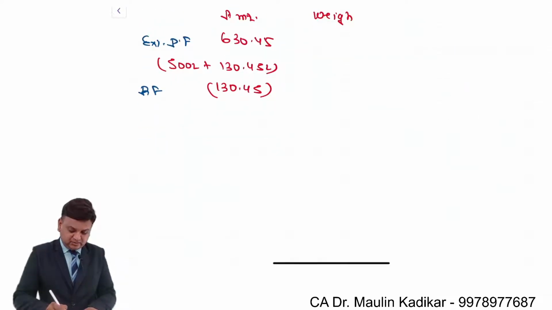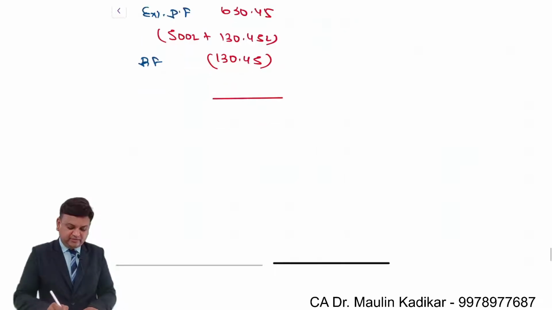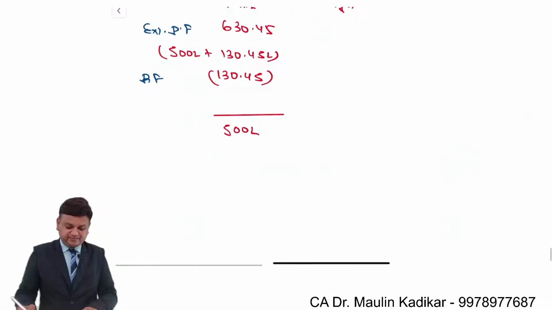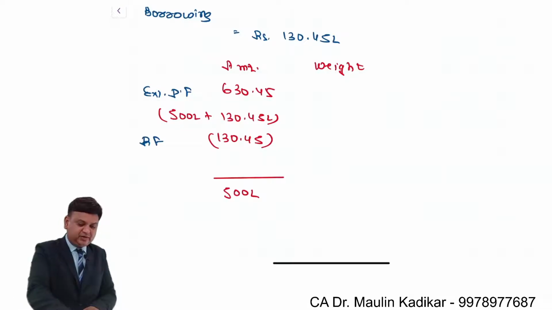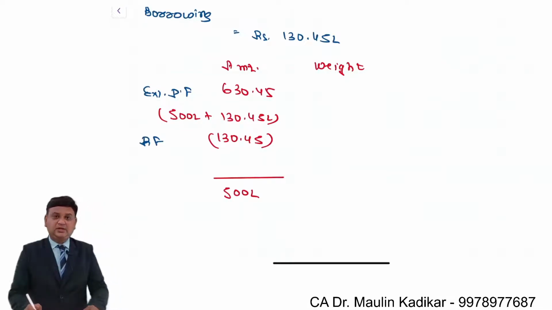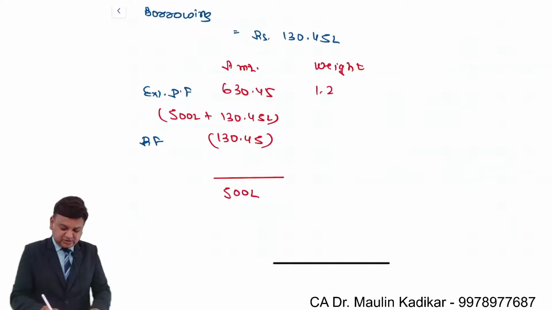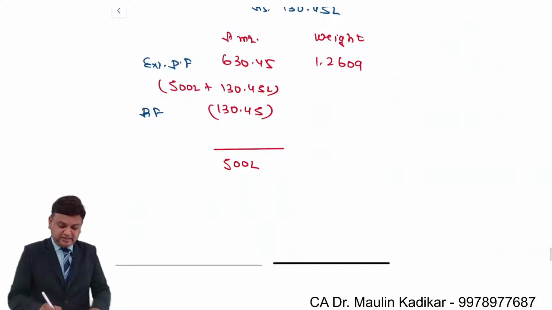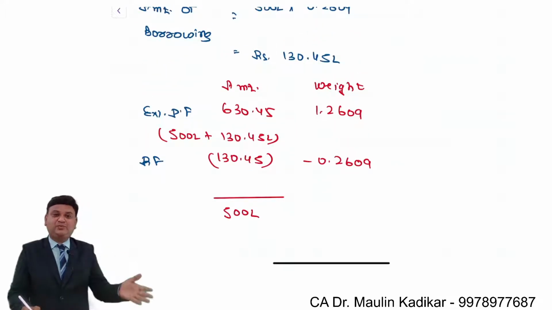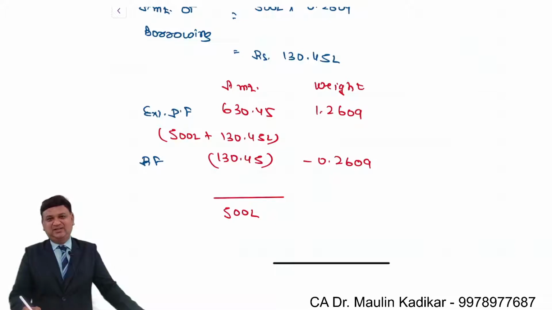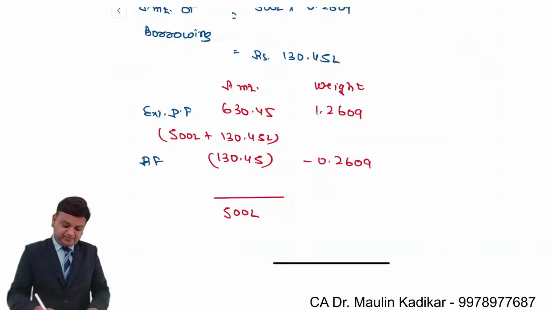Now wait. Friends, what will happen? Your own investment is only 500 lakhs. So the weight is supposed to be calculated as 630.45 upon 500. This is again the point which is covered in portfolio management. So this is 1.2609. This is negative 0.2609, because for risk-free security, you have a short position in the cash market. You have borrowed. Borrowed means you are having a short position.